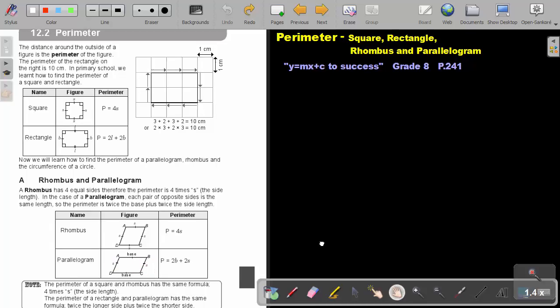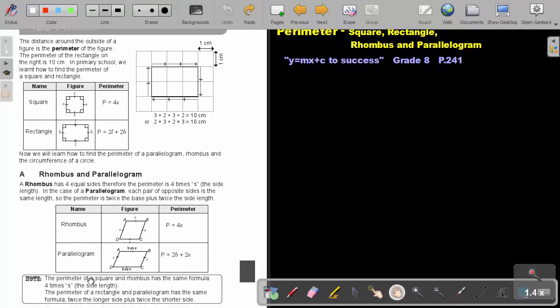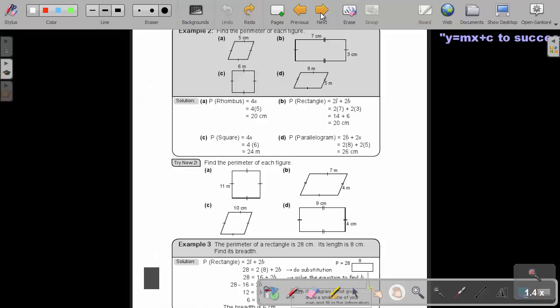Okay, let's just go through this note. The perimeter of a square and rhombus has the same formula. 4 times s, the side length. The perimeter of a rectangle and a parallelogram has the same formula. Twice the long side plus twice the short side. This is important. Okay, let's go to an example.